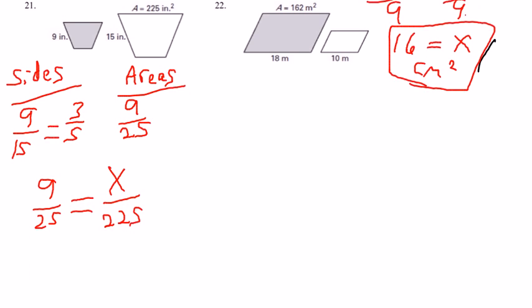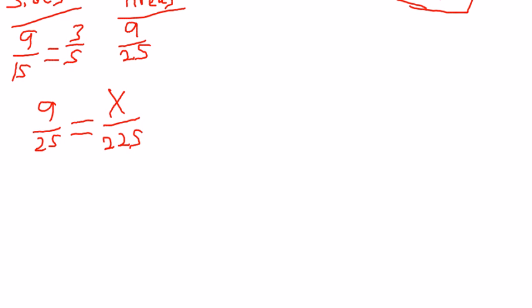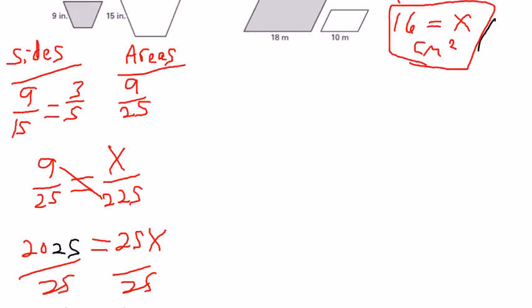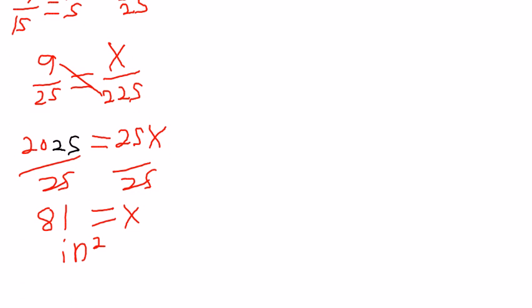So from here, we can cross multiply. 9 times 225. I'll just type that in. 9 times 225 is 2025. And on the other side, we'll just have 25x. So then divide both sides by 25. And you get 81. So 81 square inches is the unknown area.